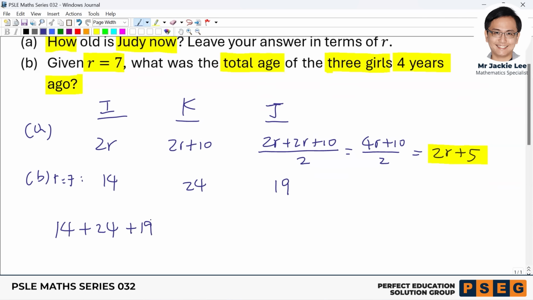Now this is a crucial moment. 4 years ago, make sure that you minus not 4, but minus 3 times of the 4. Okay, effectively it's minus 4, minus 4, minus 4. So each of them has to minus 4. This one you have to take note, right? So if everything goes well, add up together, then minus altogether 12. 57 minus 12, then the final answer is actually 45.